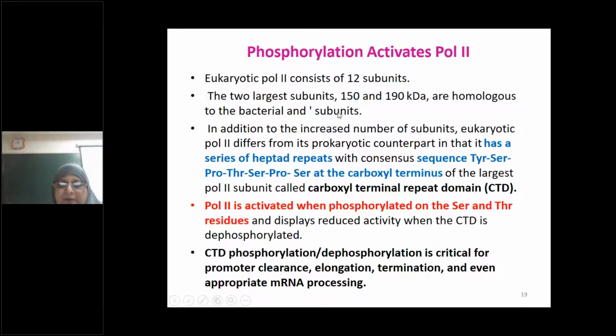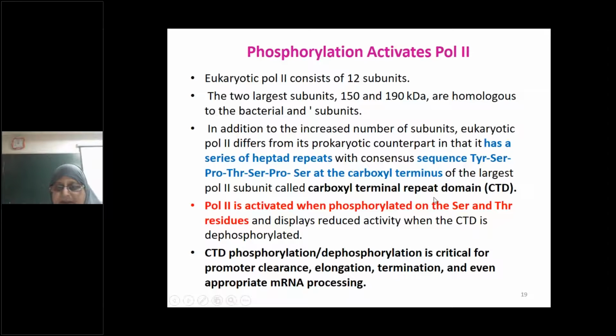Now this eukaryotic polymerase 2 enzyme consists of 12 subunits. There are two large subunits of 150 and 190 kilodaltons, which are homologous to the bacterial subunits. In addition to the increased number of subunits, the eukaryotic polymerase 2 differs from its prokaryotic counterpart in that it has a series of heptad repeats with a consistent sequence of tyrosine, serine, proline, threonine, serine, proline, serine at the carboxy terminus of the largest polymerase 2 subunit. This is called the carboxy terminal repeat domain.